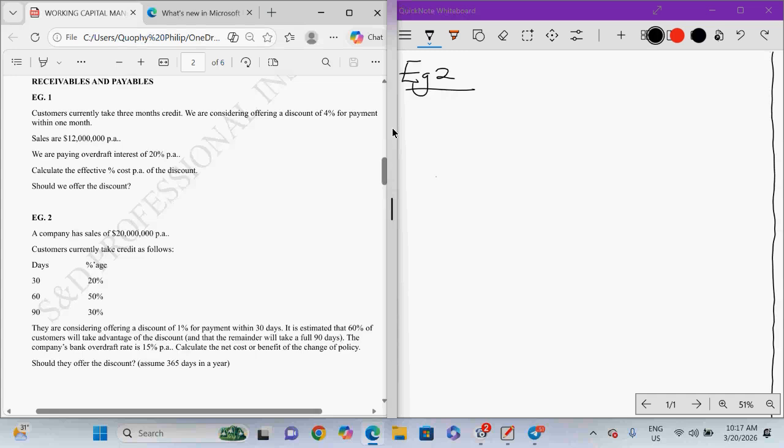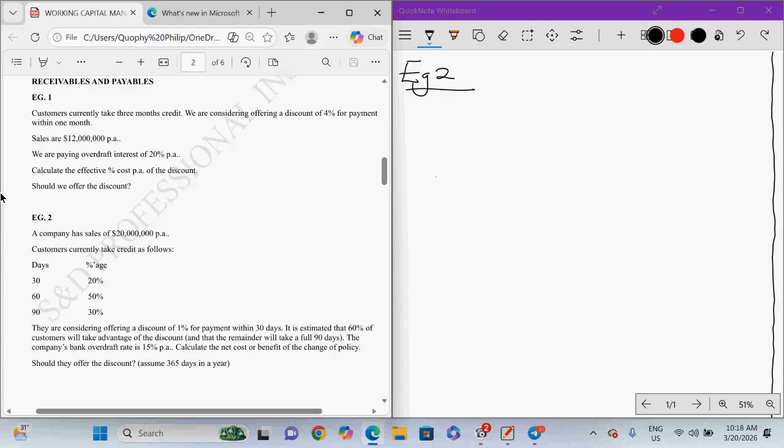All right, so this is also part of receivables management. They are asking us whether they should offer the discount to the customers or not, and to calculate the net cost or net benefit of the change in policy. They had an initial policy, which is what we are seeing here, and now they have made some adjustments, and that becomes our new policy. So comparing the new policy and the current policy and determining the net cost or benefit, we'll be able to tell if they should offer the discount or not.